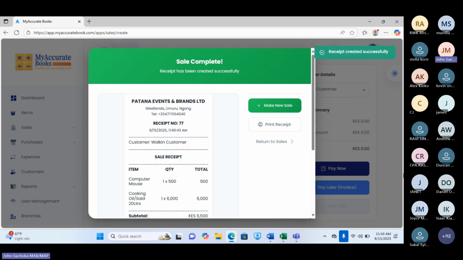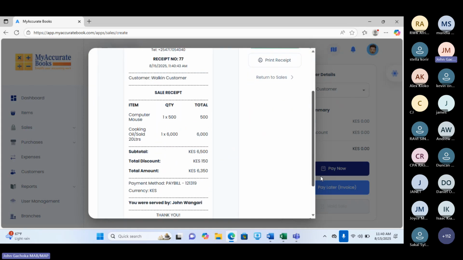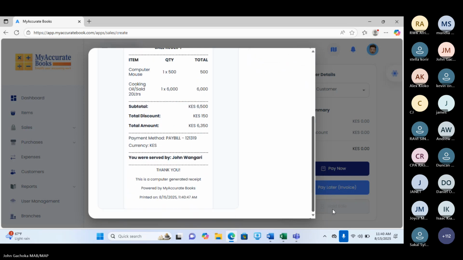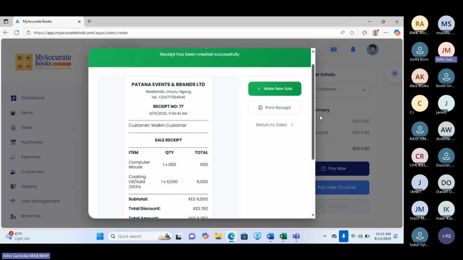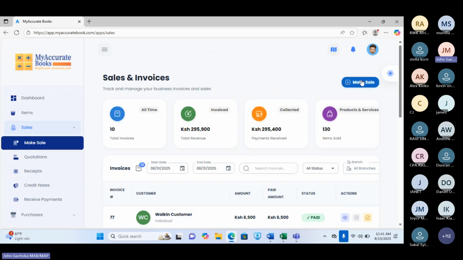So this will be the outlook of your receipt. And it shows what you've sold and how much and to whom. Now, I want us to do an invoice. So we will make a sale.